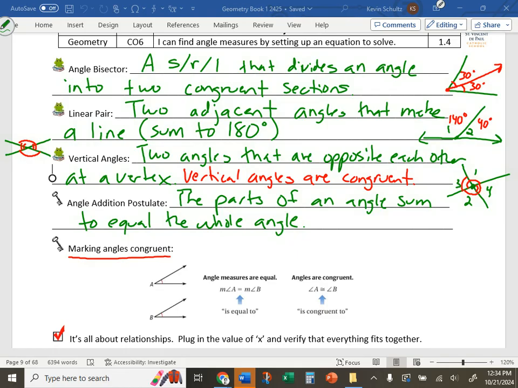Sure, Evan. What's a postulate? A postulate is like a mathematical property. It's a rule that we know to be true. Not like a house, not that kind of property.